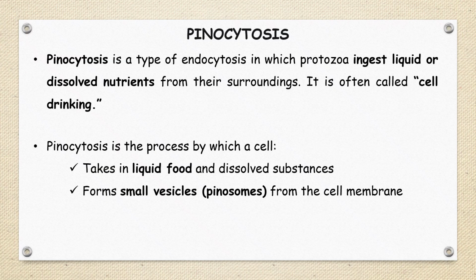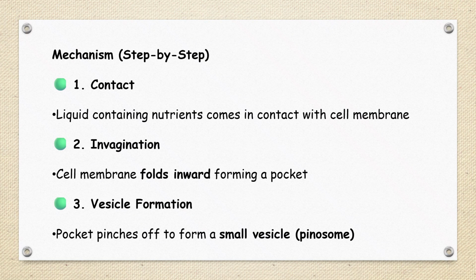Because of this, it is often called the cell drinking process. Pinocytosis happens by taking the liquid food as a dissolved substance, and later it enters inside the body and forms small vesicles, which are known as pinosomes. Those pinosomes enter inside the protozoan body.